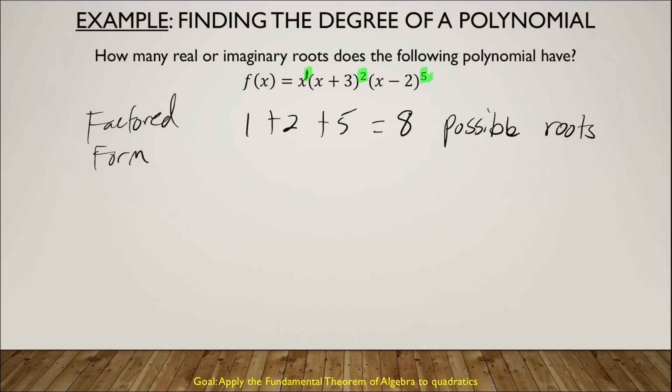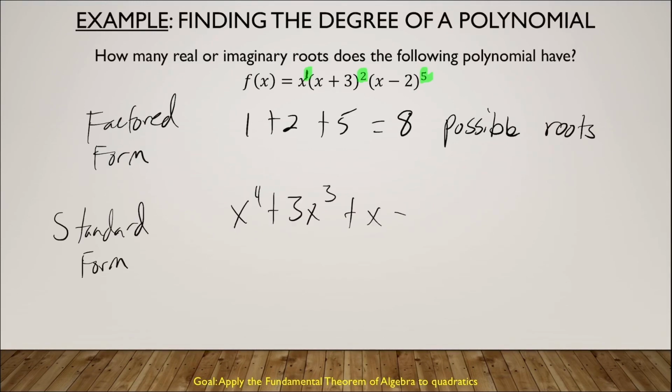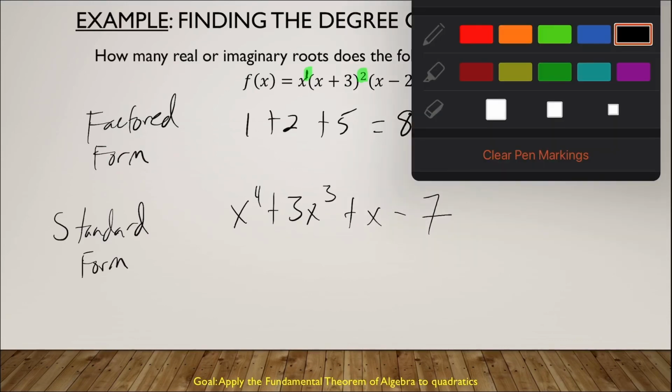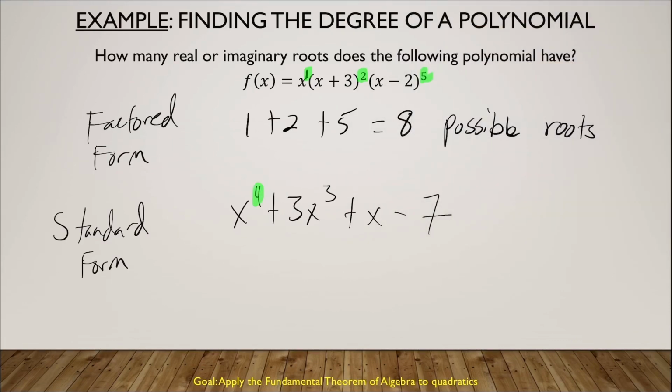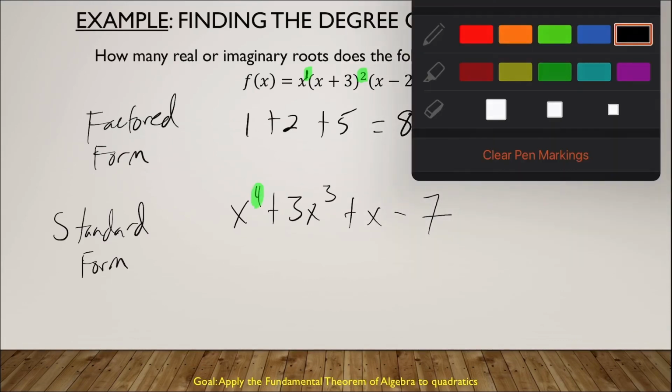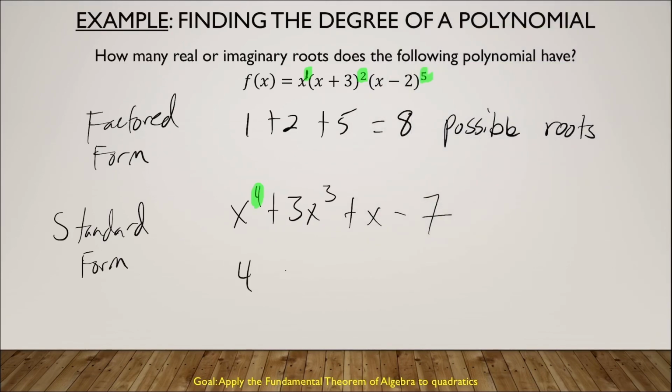If it's in standard form, and say we had x^4 + 3x^3 + x - 7, I would just take my biggest exponent. And so I'd have 4 possible roots. You just have to decide which form it's in, standard or factored, to know if you have to add up the exponents or if you just take the biggest exponent.